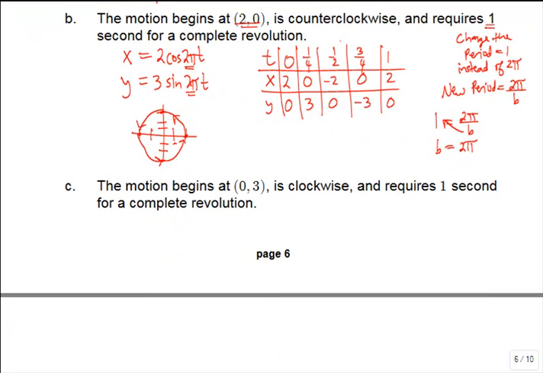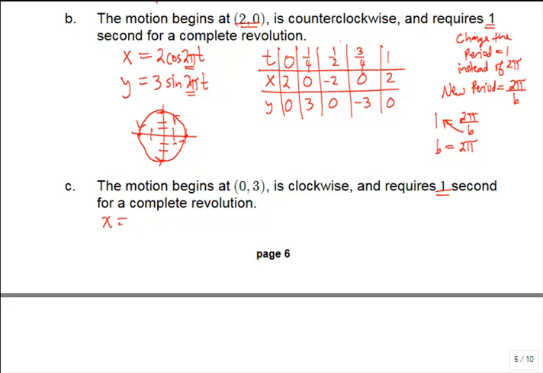Okay, one last modification. This time we want our motion to begin at (0, 3). We want it to be clockwise, and we want it to take 1 second for a complete revolution. So the fact that we want 1 second for a complete revolution means we're going to use that same b that we used in the last example. So we're going to need a 2 pi times our t again. But the fact that we want it to start at (0, 3) means we are going to have to make a few changes.